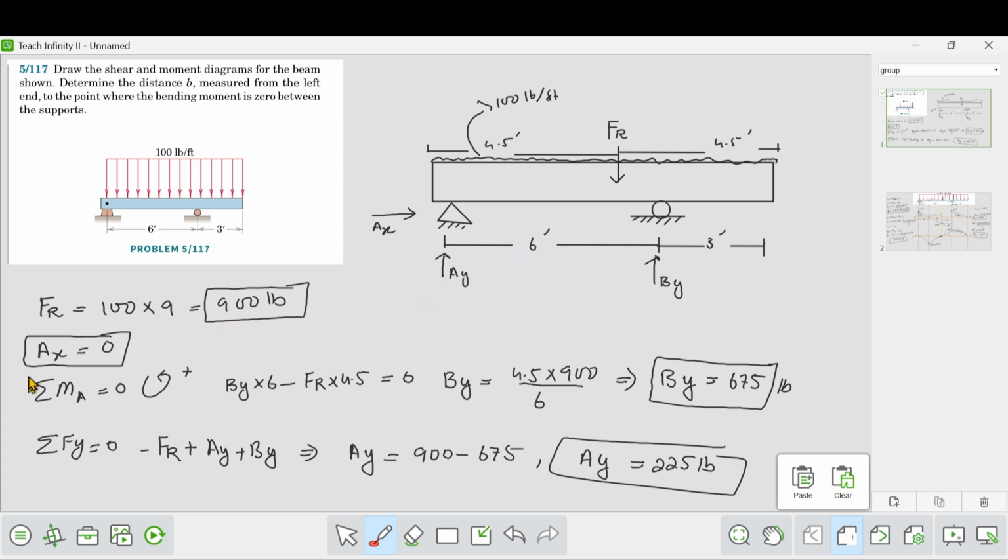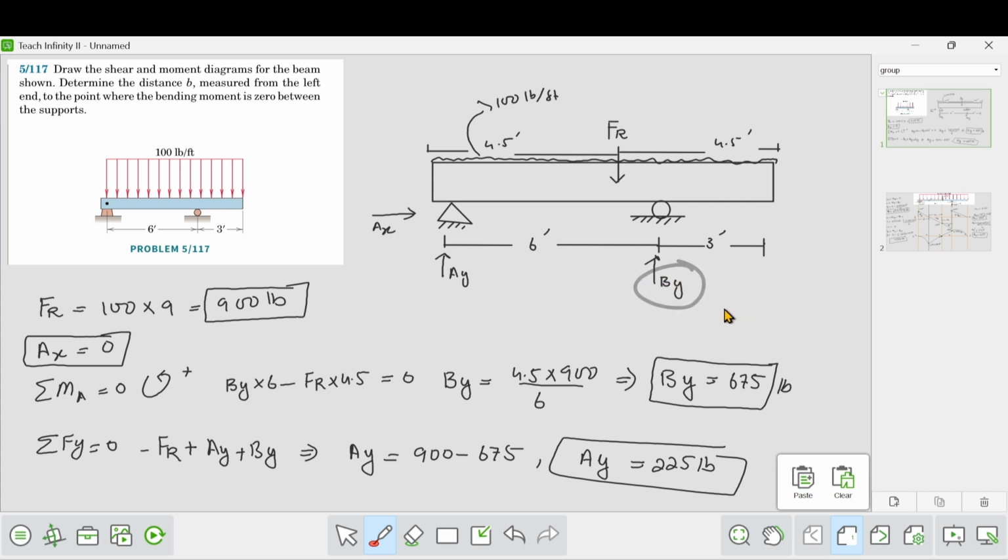So the summation of all moments at point A equals 0. There is BY multiplied by its moment arm, which is 6 feet, and FR, which produces a clockwise direction so it will be negative, which is 900 multiplied by this lever arm of 4.5, equal to 0. So BY will become 4.5 multiplied by 900 divided by 6, which gives BY equal to 675 pounds.